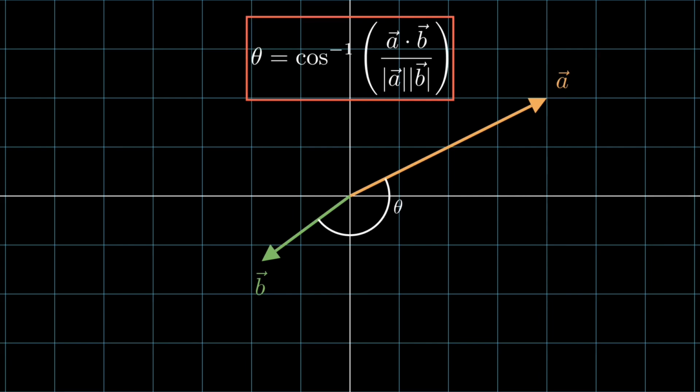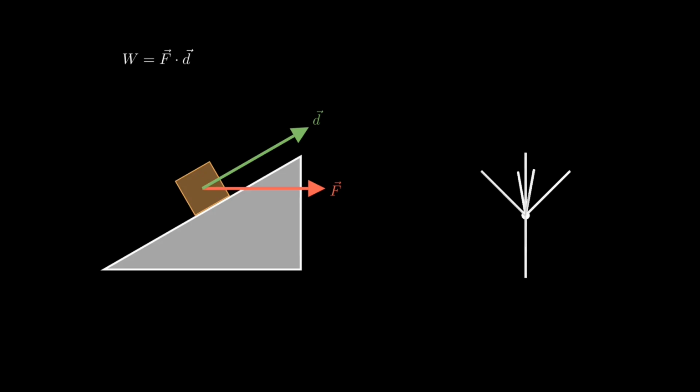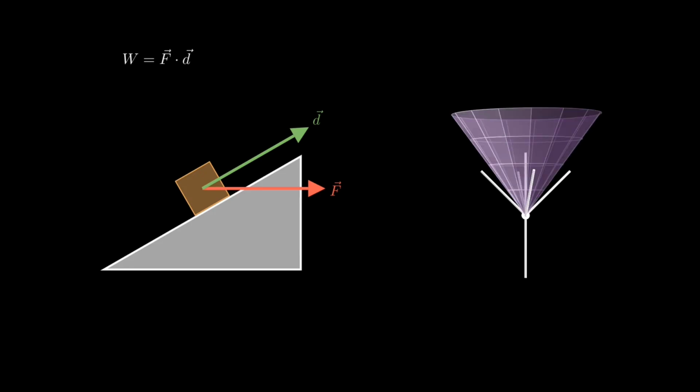In physics, we shall see the dot product in many places, like in kinematics, when calculating the work done by a certain external force in displacing a box along an incline, or in electrostatics when computing the electric flux of a point charge through a surface.